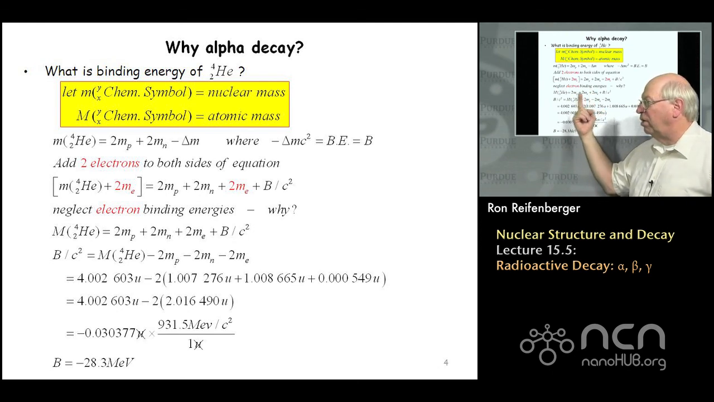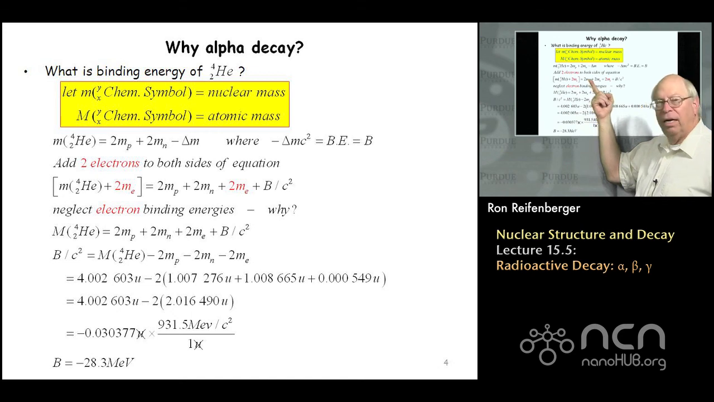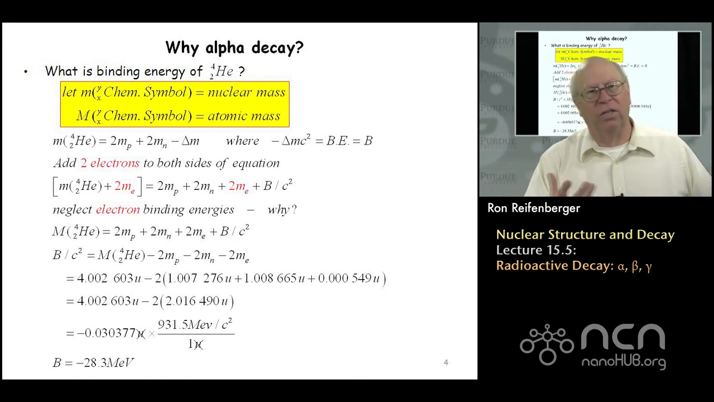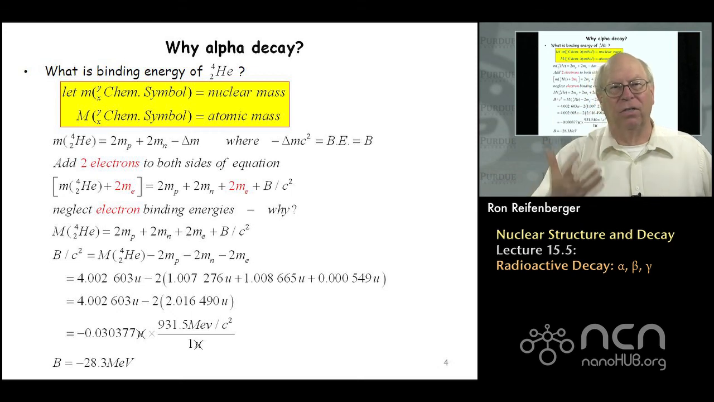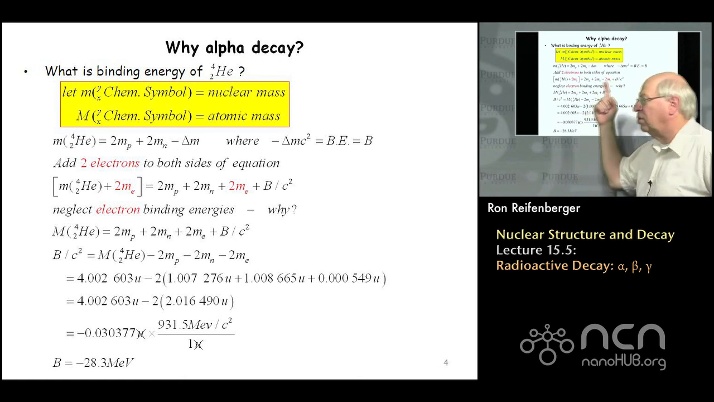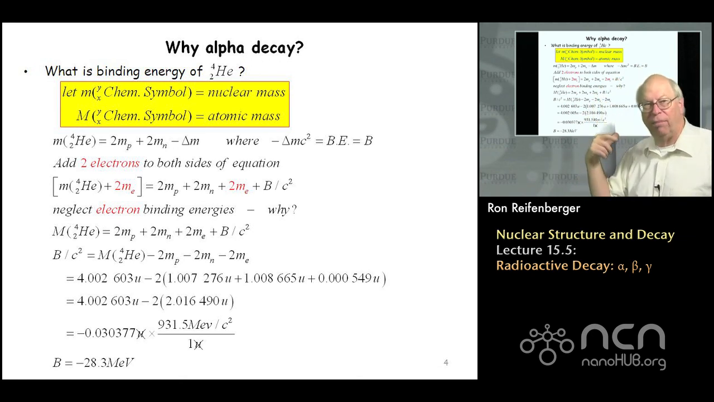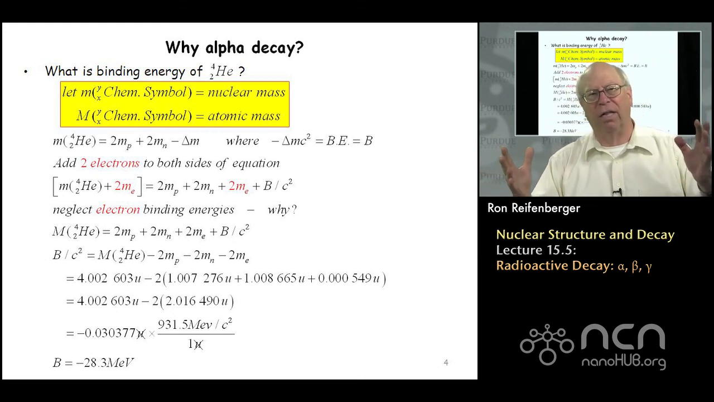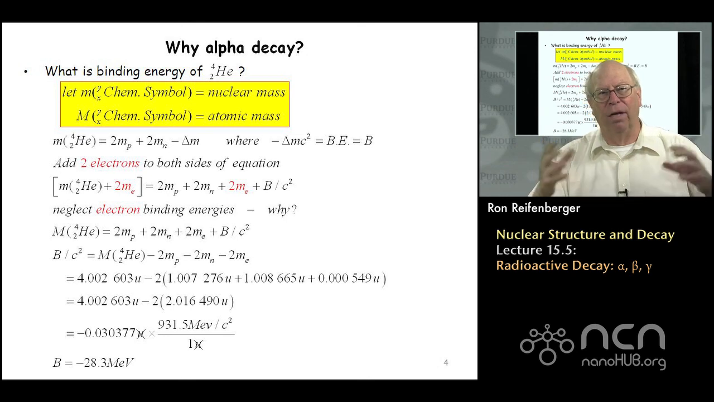Those are very well-known numbers, and that allows us to calculate the binding energy of this particular nucleus. Now, when we go from the nuclear masses to the atomic masses, we're basically neglecting the electron binding energies. The reason you can do that is these electron binding energies tend to be on the order of 10 to hundreds of electron volts, whereas the binding energies for the nuclei tend to be millions of electron volts. So there's orders of magnitude difference between the binding energy of electrons to form an atom compared to the binding energy of nucleons to form a nucleus.